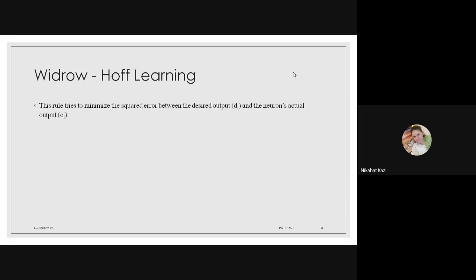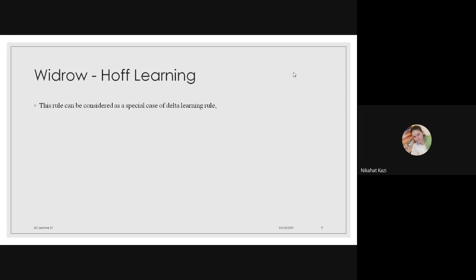Now this particular rule also tries to minimize the squared error between the desired output and the neuron's actual output. So the weight update is C times R times X, and this is a single weight adjustment. If you're talking about the individual weights, it is the same thing per element of that X vector. This rule is actually a special case of the delta learning rule.